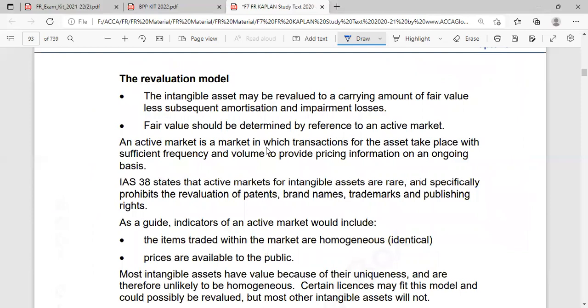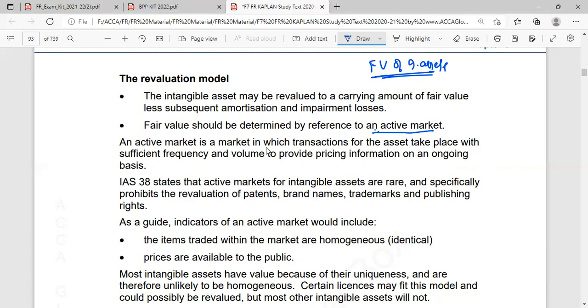Then coming to the revaluation model. In case of the revaluation model, at the end of every year, first we calculate the fair value of the intangible asset. How to calculate the fair value? We take the fair value from the active market available. Then that fair value is compared with the carrying amount of the respective intangible asset, and any increase or decrease in that intangible asset is transferred to the statement of profit and loss.